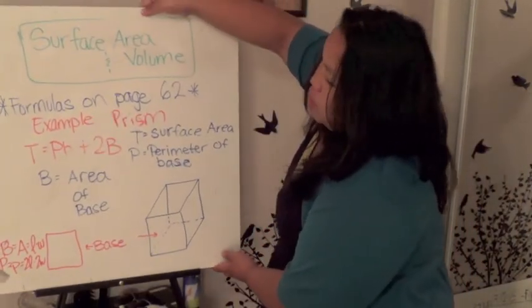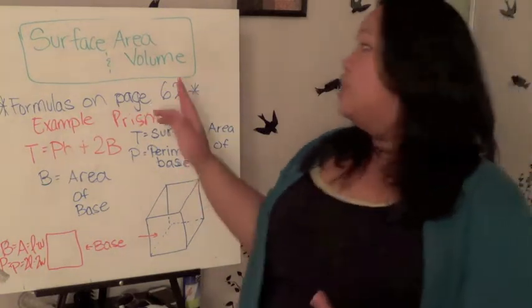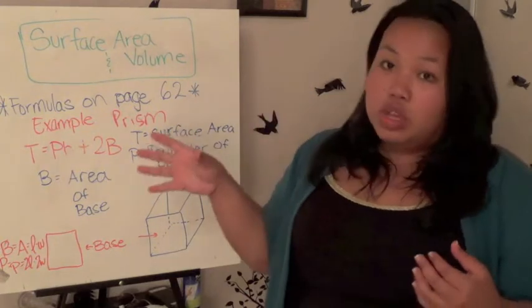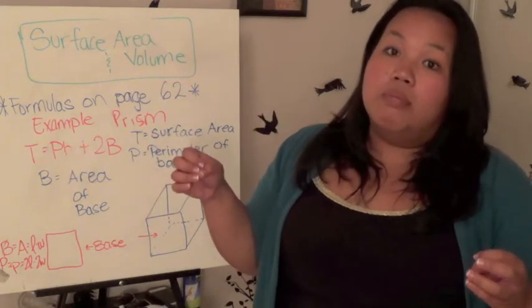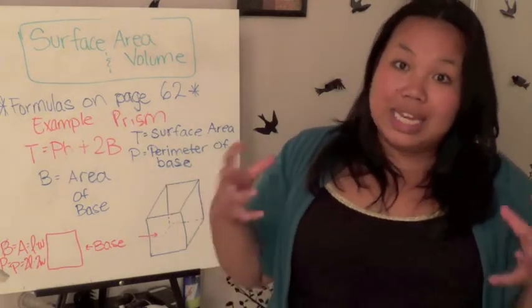Okay. The next thing we have is called the surface area and volume. So it's very similar to perimeter. Surface area is the perimeter version of a three-dimensional figure. Volume is a three-dimensional way of saying area. So volume is how much a 3D object can contain.